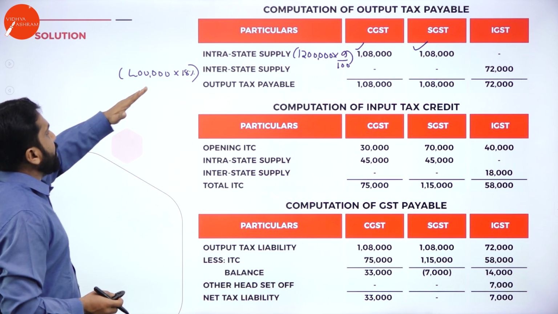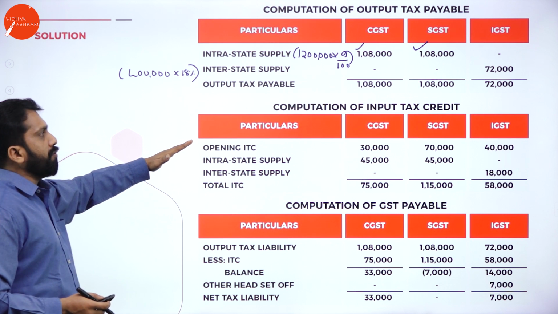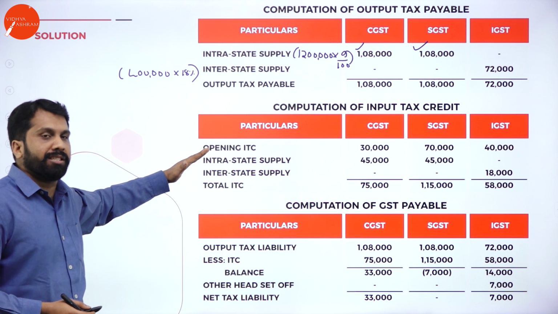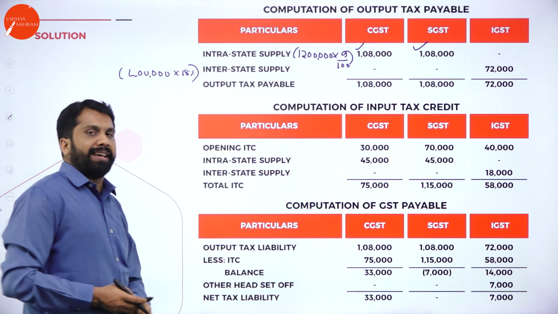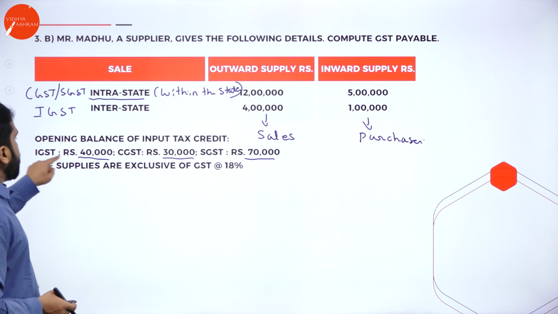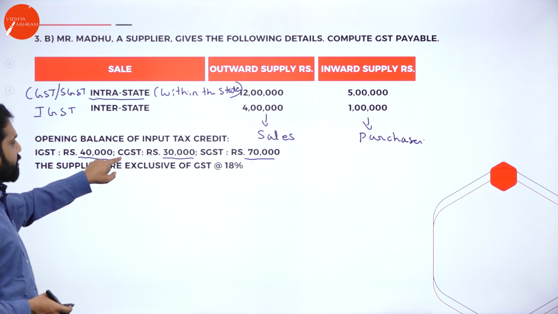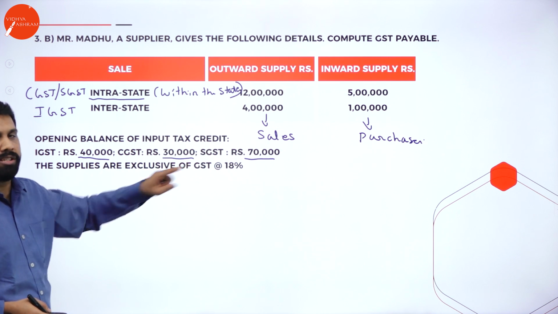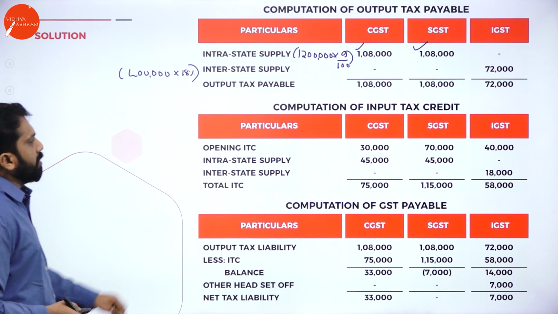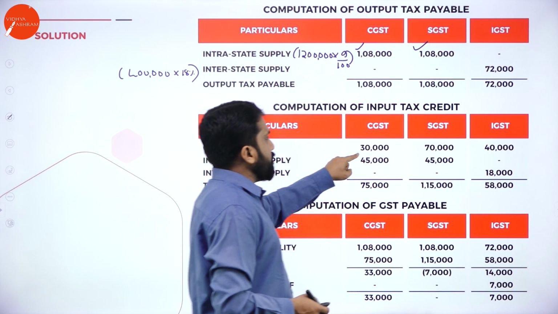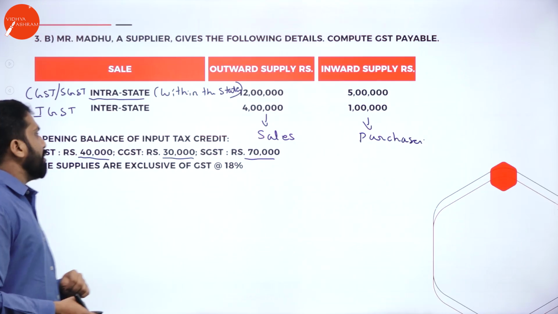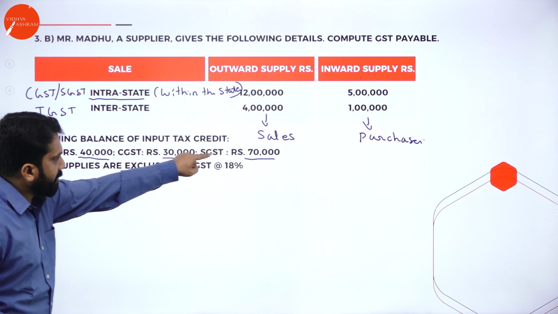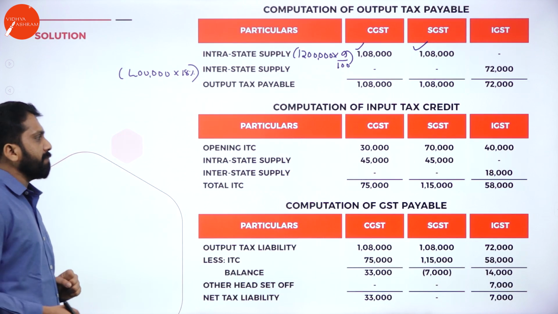Now, once the outward is done, then we'll go for inward purchases. Before that, we have to write the opening ITC. Opening given: IGST 40,000, CGST 30,000, SGST 70,000. So opening CGST 30,000, SGST 70,000, IGST 40,000. As per the opening balance, we have written.